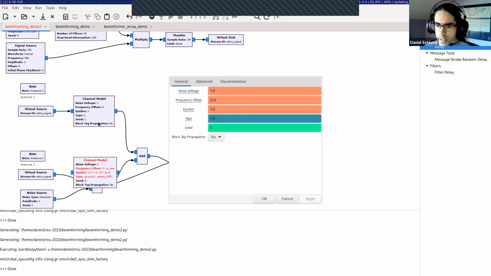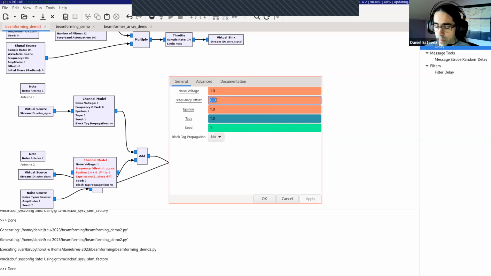Internally, this block is composed of a few blocks, and one of them is a noise source, and the voltage you set here is the amplitude of the noise source. Then you can have a frequency offset, and the units of the frequency offset, I think that's in the documentation, are cycles per sample.